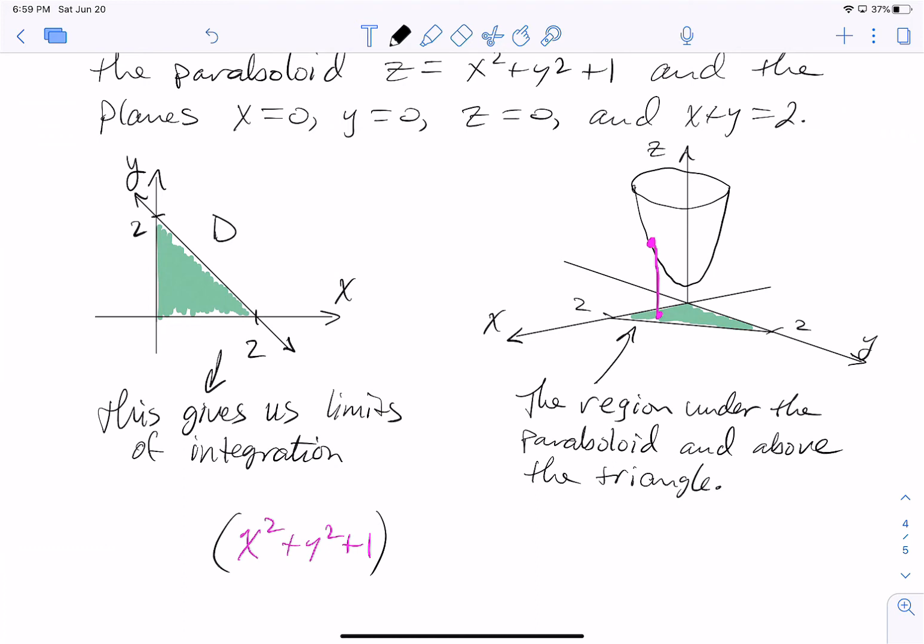So let's do this. I want you to set this up using the order of integration dy dx. Use the region D to figure out your limits. Go ahead and integrate it and then come back when you're done.